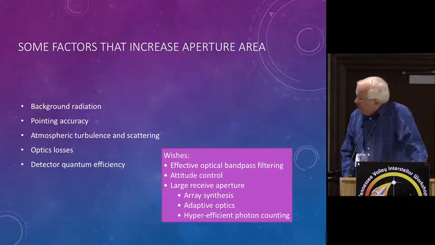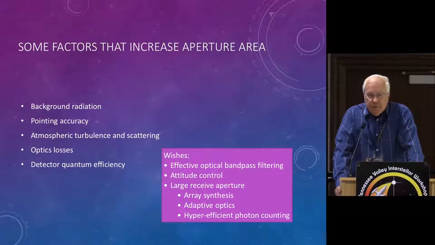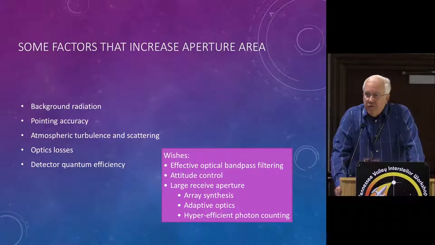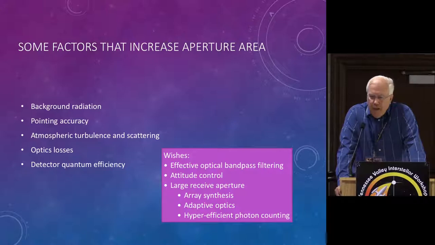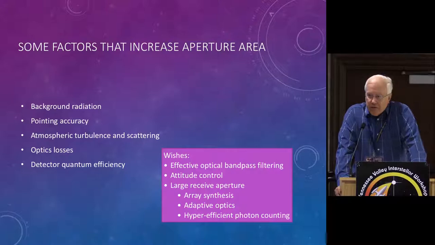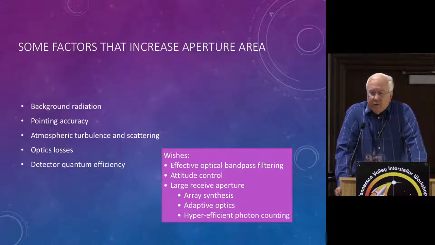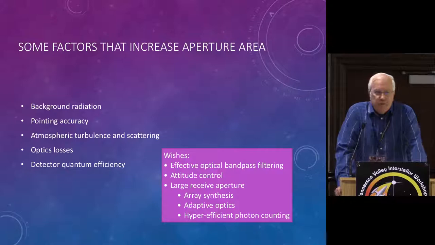But our wish list of what we would like to see here is effective optical bandpass filtering with very narrow bandwidths, and that's technologically challenging. There are some technologies available, but we'd like better technology than currently available. There's going to have to be good attitude control of the spacecraft to keep it pointed back at Earth during the communication phase. And we're going to have to build very large receive apertures. The problems there are very similar to what Bob talked about earlier on the laser transmitter, the propulsion system, including array synthesis, adaptive optics, and hyper-efficient photon counting.